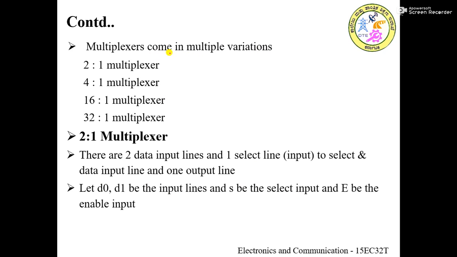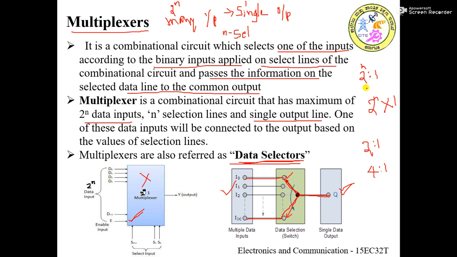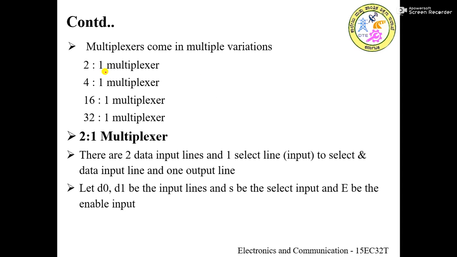So these multiplexers come in different variations. As I told you, the general system is represented as 2 to the power of n to 1 mux with n number of select lines. If you substitute n equal to 1, then you will get a 2 to 1 mux. Obviously the number of select lines will be n. So with n equal to 1, there will be only one select line, two inputs and one output.